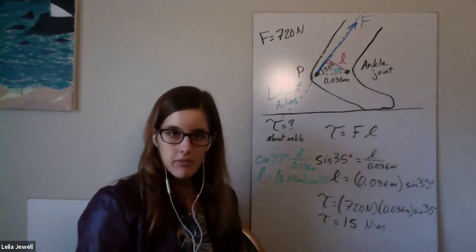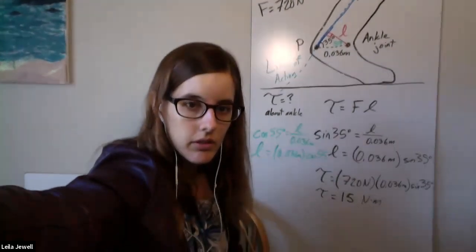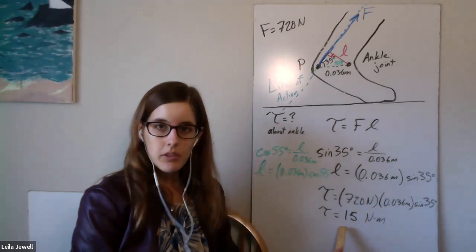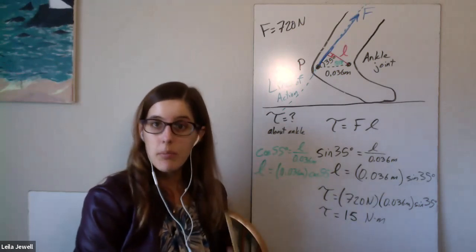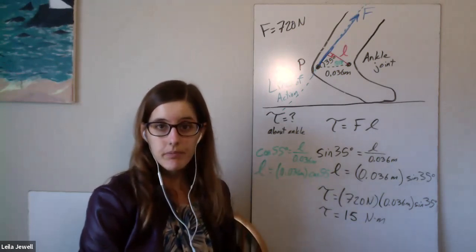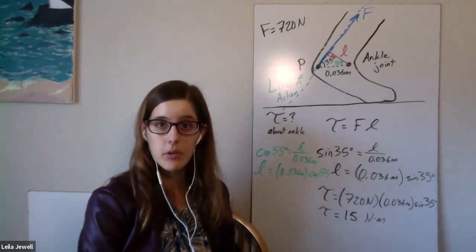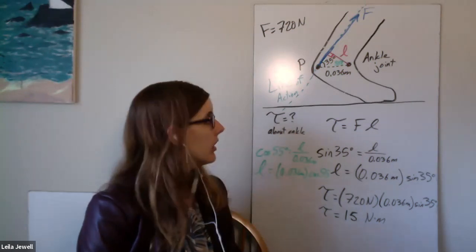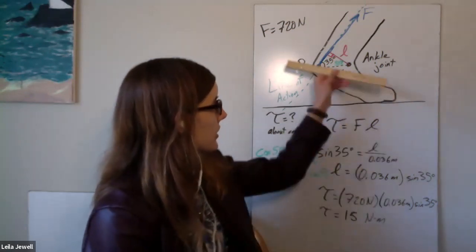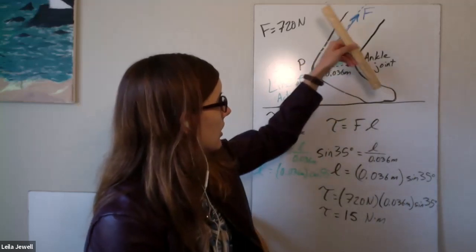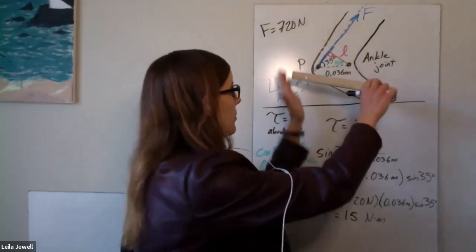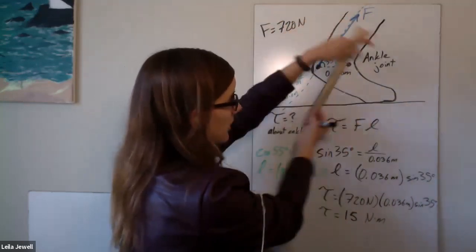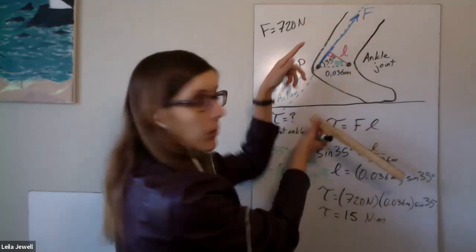Are we done now? There's one more thing to think about, and that's that this is just the magnitude of the torque. We still need to fill in the direction, if it's in the positive or the negative direction. To do that, we need to pay attention to what kind of rotation this torque is causing about the axis of rotation. So in this case, if our ankle joint is the axis of rotation, this force would cause it to rotate, notice, in the clockwise direction.